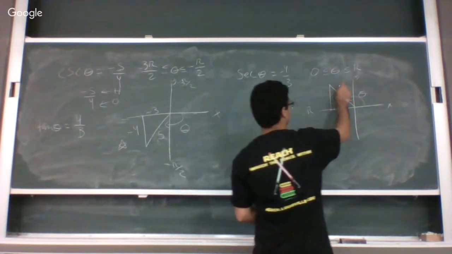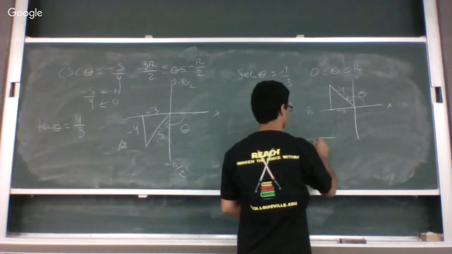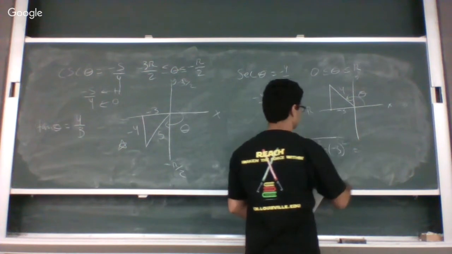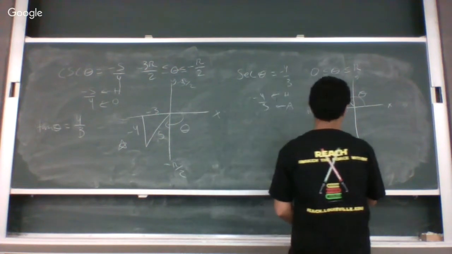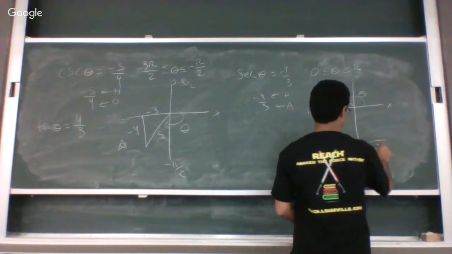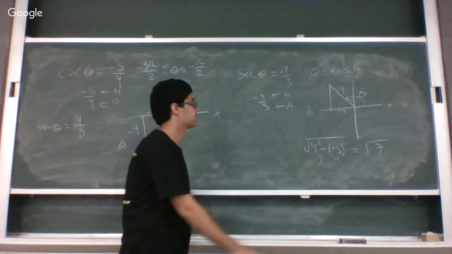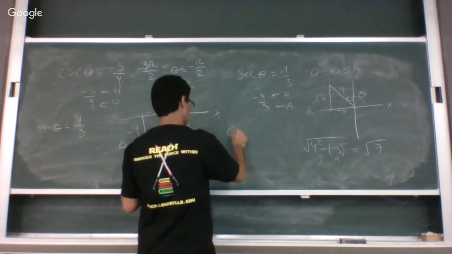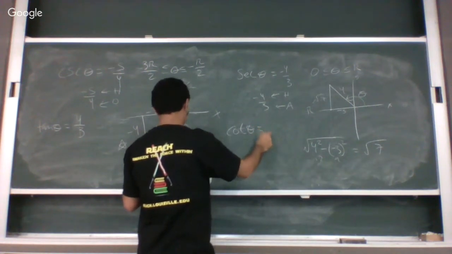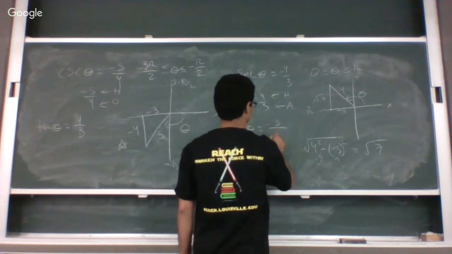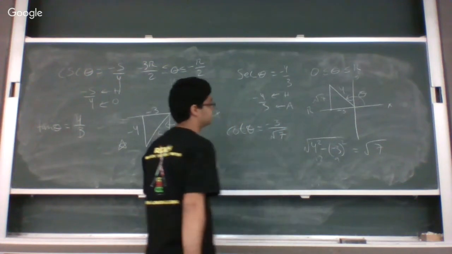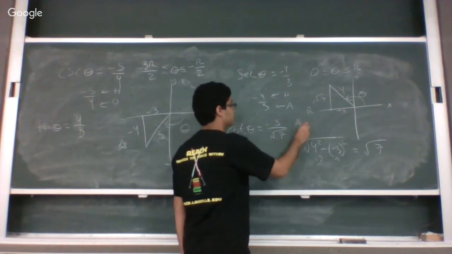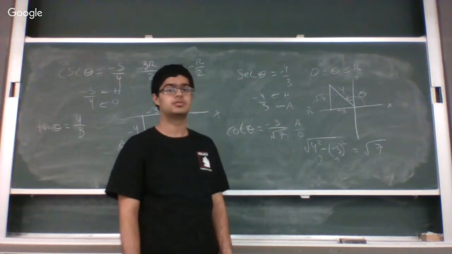The hypotenuse we found is 4. So it's the square root of 4 squared minus -3 squared, which is 7. Square root of 7. So then they ask for cotangent. That's -3 over square root of 7. Cotangent is again adjacent over opposite.